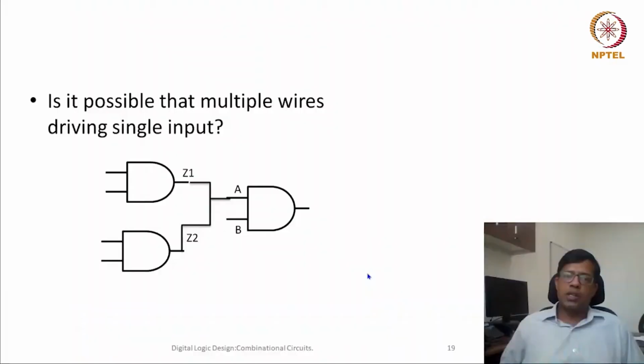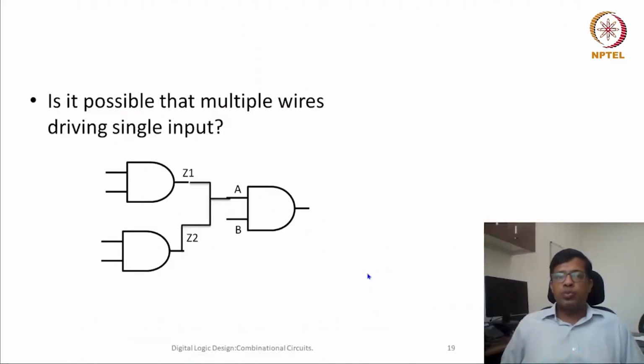I would like to raise one question here: have you ever thought about what would happen if multiple outputs go to the same input of a gate? In other words, the input of the gate is coming from multiple different wires or different signals. What would happen in that case? So let's take this example.